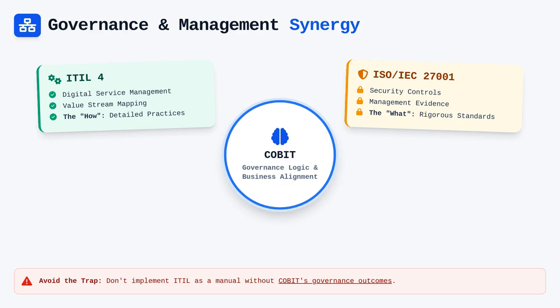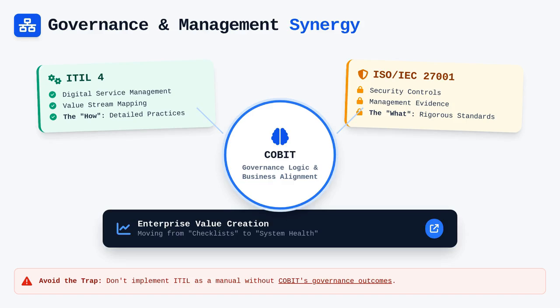Similarly, when we look at ISO IEC 27001, we are dealing with a rigorous standard that demands specific security controls and management system evidence. COBIT bridges the gap here by mapping these security requirements to its own governance and management objectives, ensuring that the security program isn't just a technical exercise, but a component of enterprise value creation. The goal is to ensure that when we audit or assess our performance, we are checking the health of the entire system, rather than ticking off dozens of disconnected checklists.